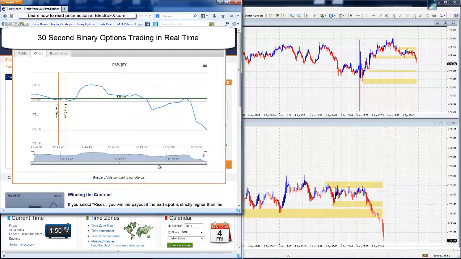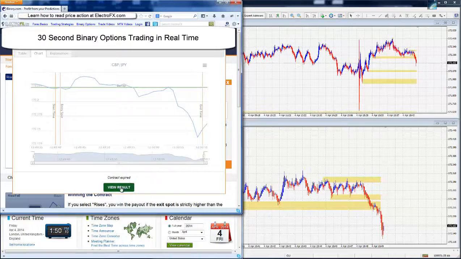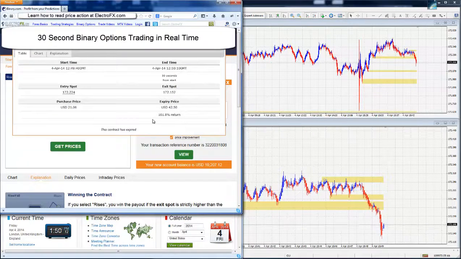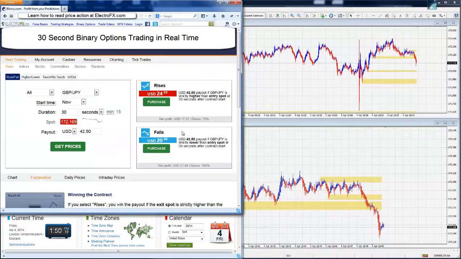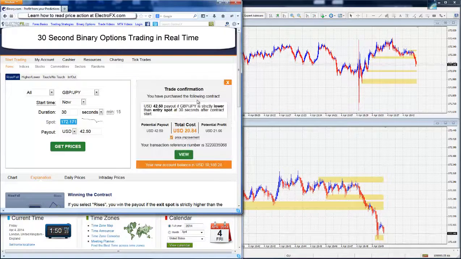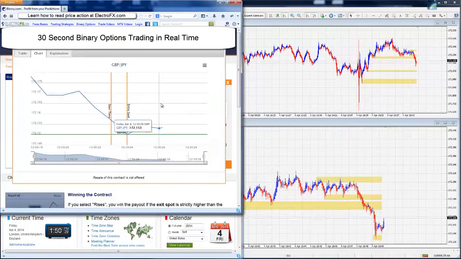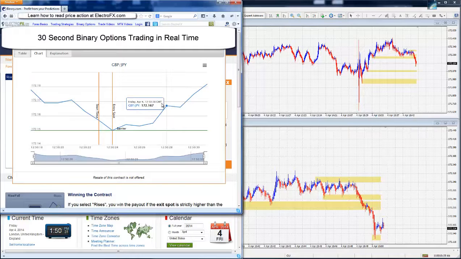This one seems to have gone well, so that's a win. If I view the result here, you'll see 101.8% return, and this particular binary options broker is the only one I've seen that offers such returns. I see another trade here. I'm going to enter that. A little continuation of the move. We'll quickly take a look at the chart so we can watch it as it progresses.